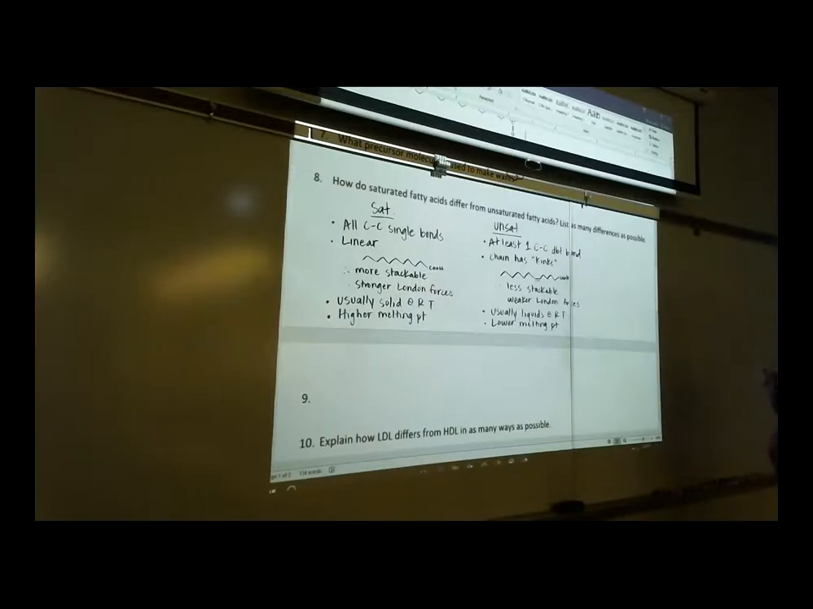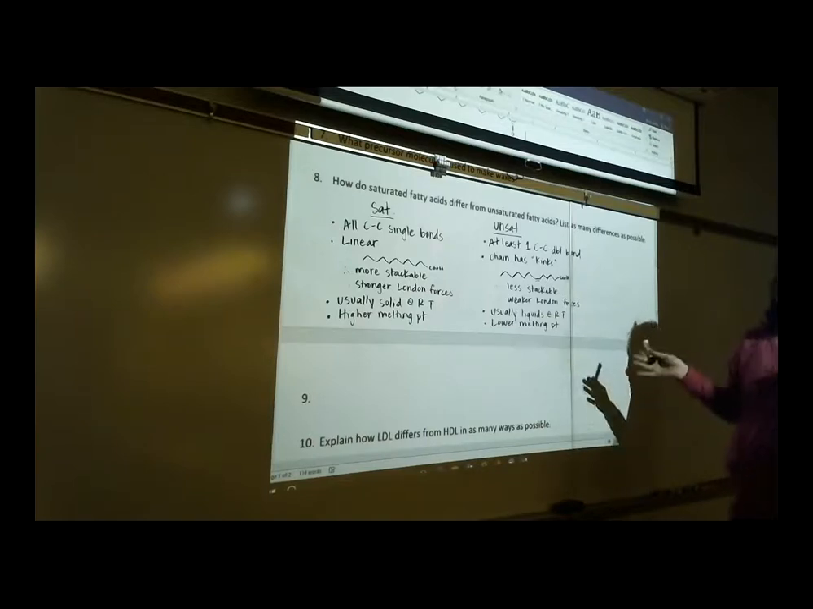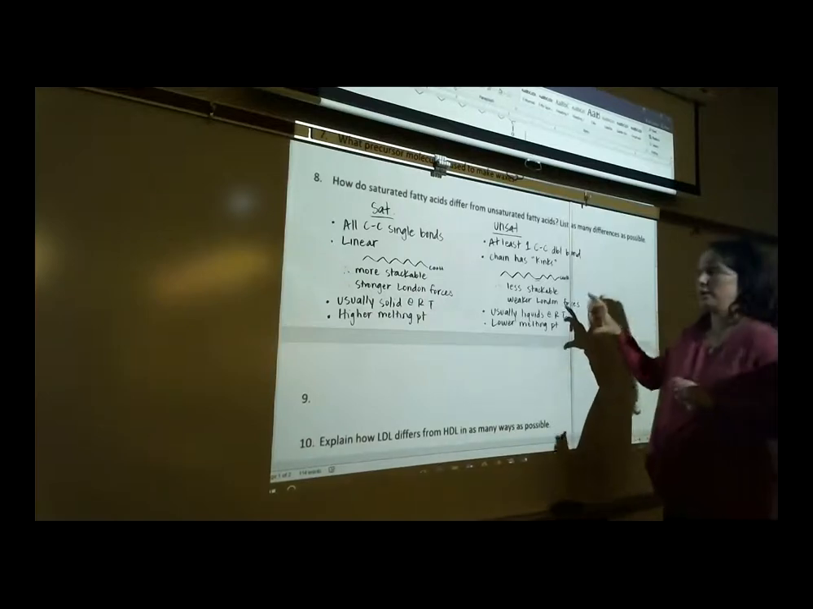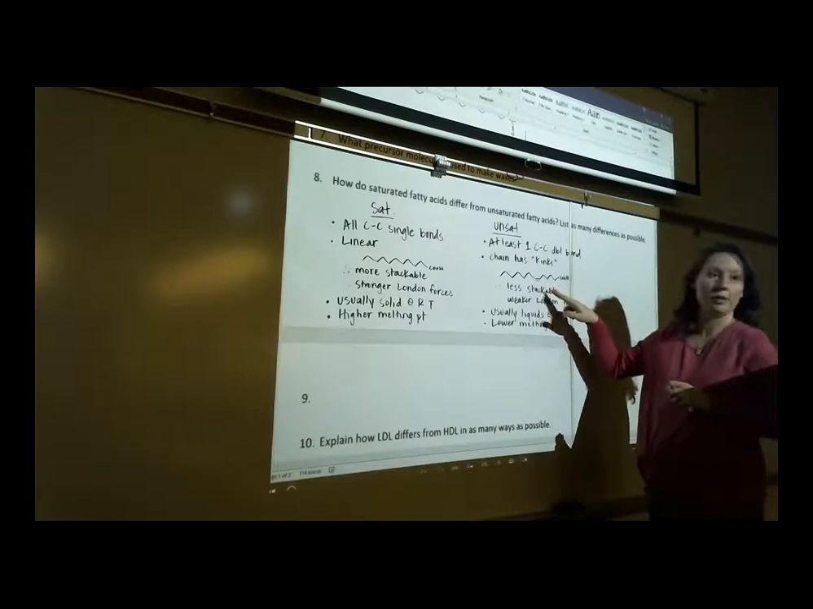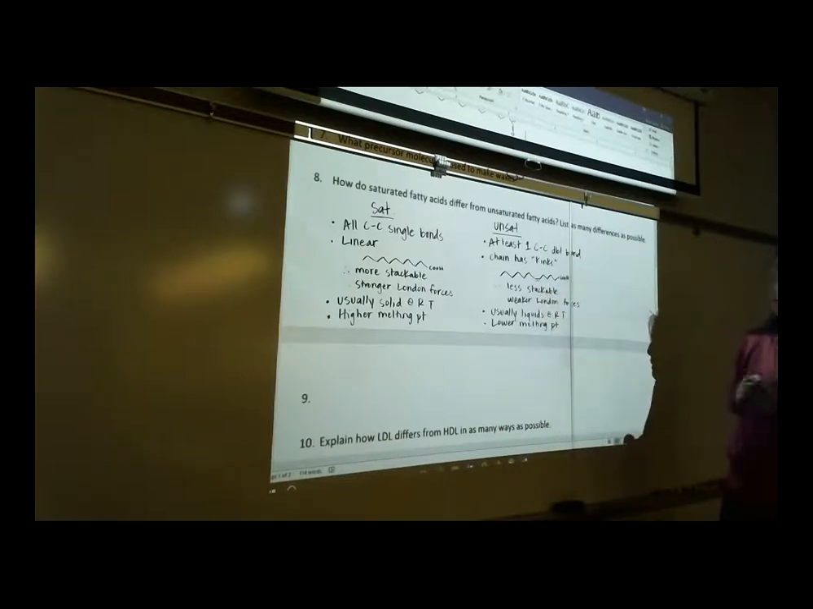Right, so when we're talking about saturated versus unsaturated physical properties, even if the chains are the same length, because we wouldn't compare a 20 carbon to a 90 carbon, because that's not a fair comparison, right? If we're comparing chains of similar lengths, having double bonds is going to make a big difference. Any other differences you can think of?